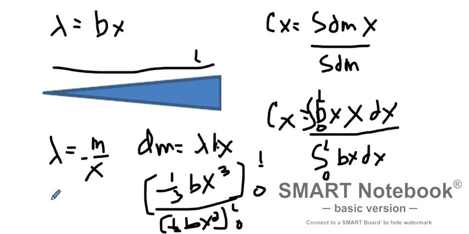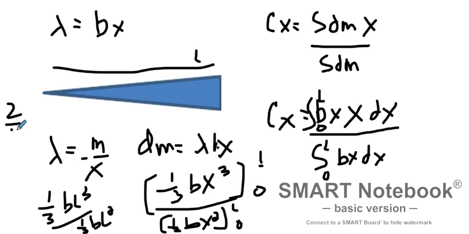Then we're going to have 1/3 b times L cubed divided by 1/2 bL squared. And when all is said and done, it looks to me like we're going to have 2/3 L as the center of mass for this object. So that would be a quick integral. Now again, that's for mechanics only.